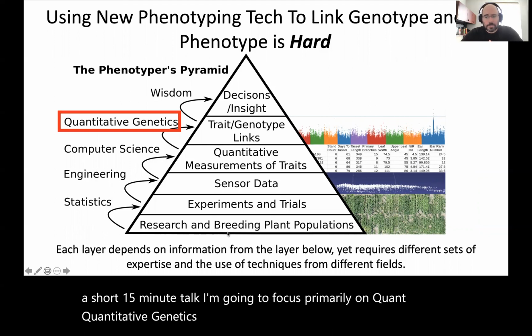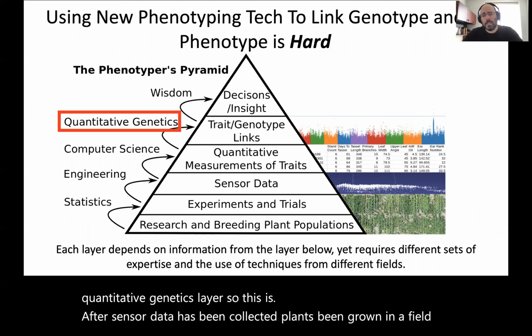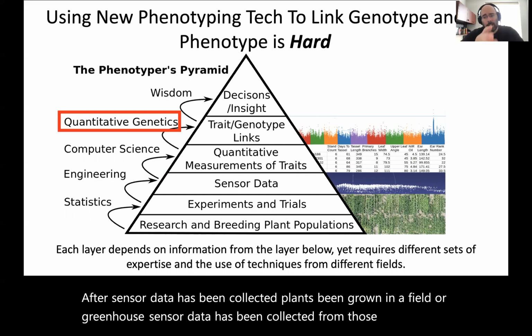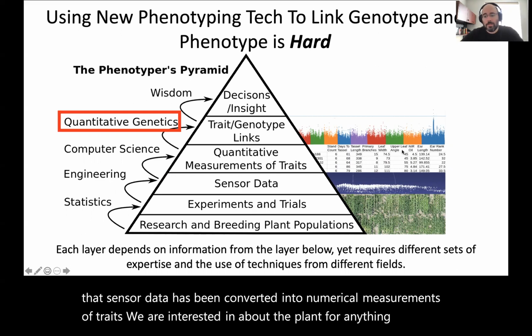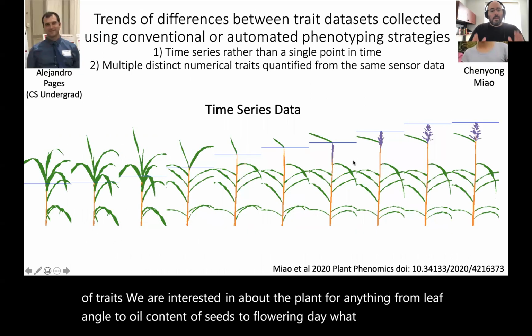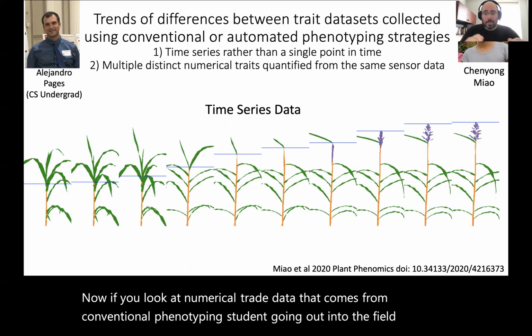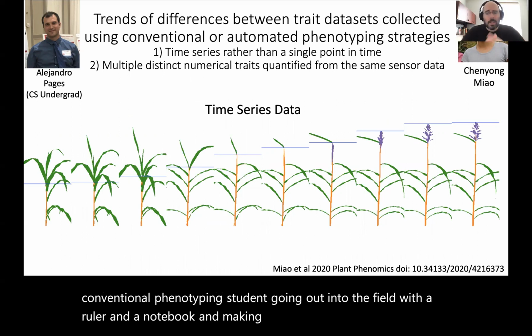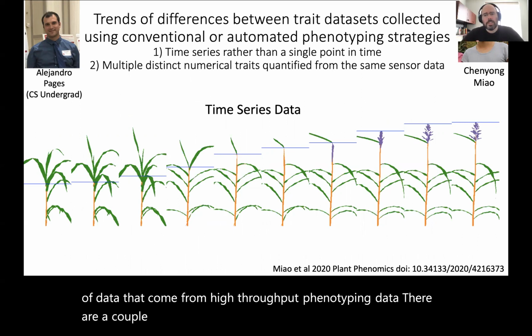So this is after sensor data has been collected, plants have been grown in a field or a greenhouse, sensor data has been collected from those plants, and that sensor data has been converted into numerical measurements of traits we are interested in about the plant, for anything from leaf angle to oil content of seeds to flowering day, what have you. Now, if you look at numerical trait data that comes from conventional phenotyping, a student going out into the field with a ruler and a notebook and making measurements, versus the types of data that come from high-throughput phenotyping data, there are a couple of real differences in pattern.